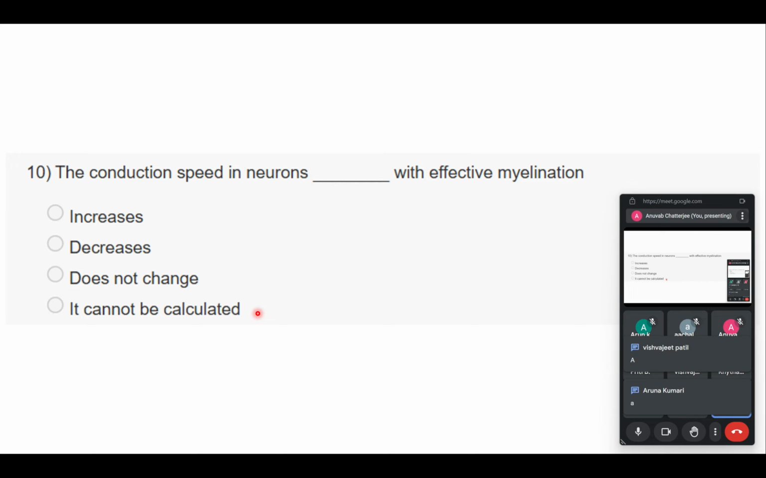So we have Vishwajit who says it is A, increases the conduction speed. Aruna also says it is A, increases the conduction speed. Does anyone else want to try and answer this? You can put whatever you think is the correct answer into the chat.